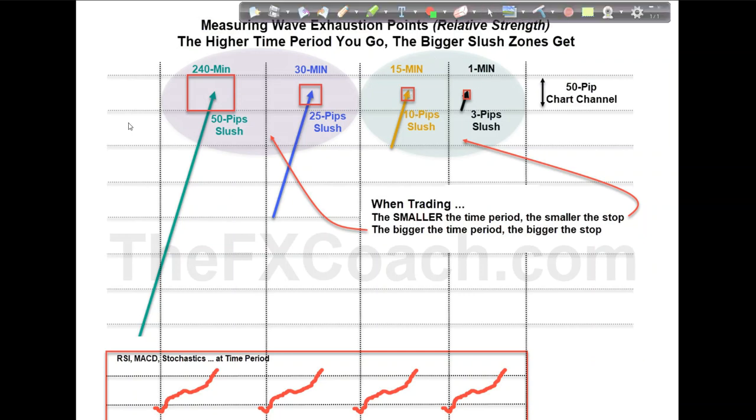This is what happens, exact same price as you move down time periods. This is why when you trade 1 hour, 4-hour time periods, you have to have big fat stops to cover those slush zones. There's just no way of being accurate with the tools you have. There's no way of accurately understanding that.